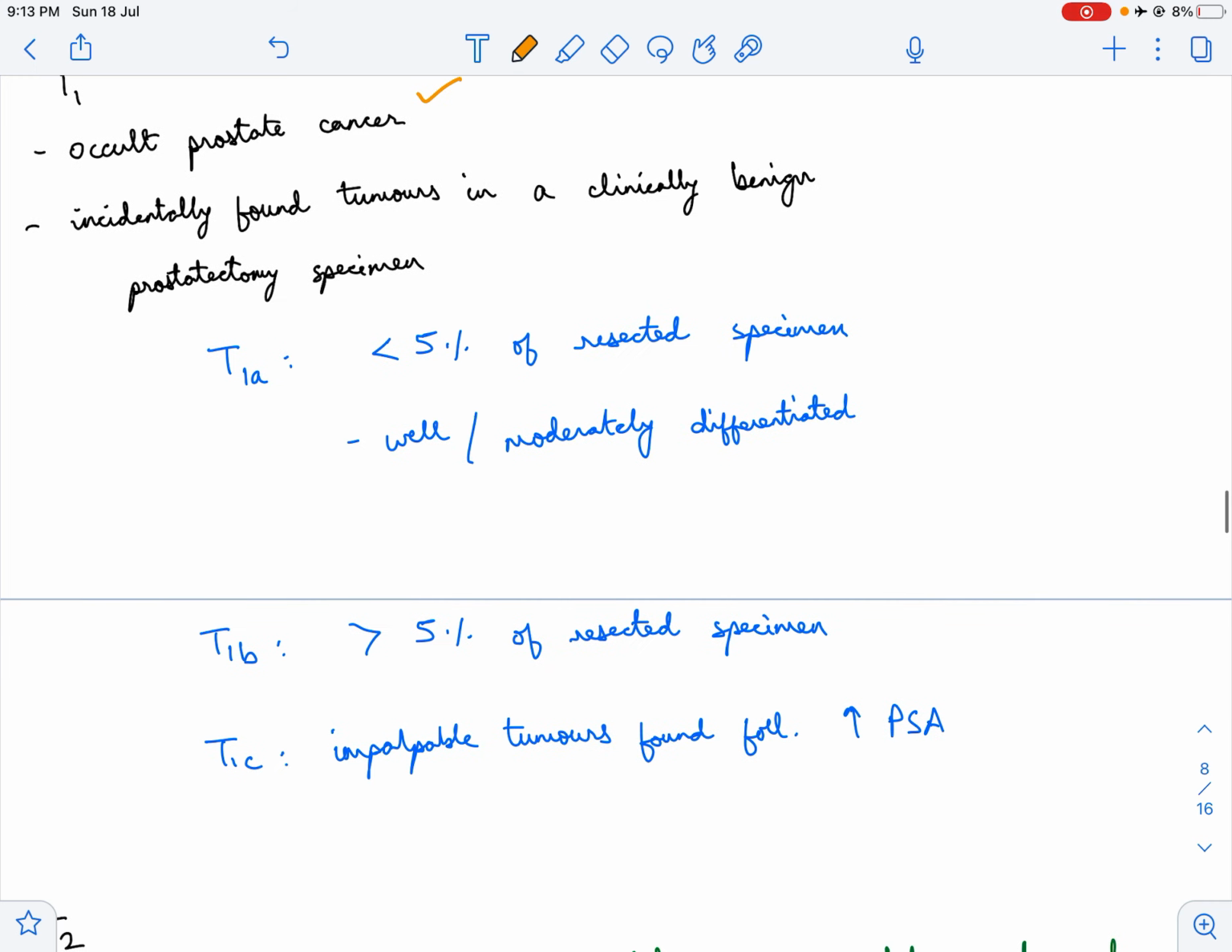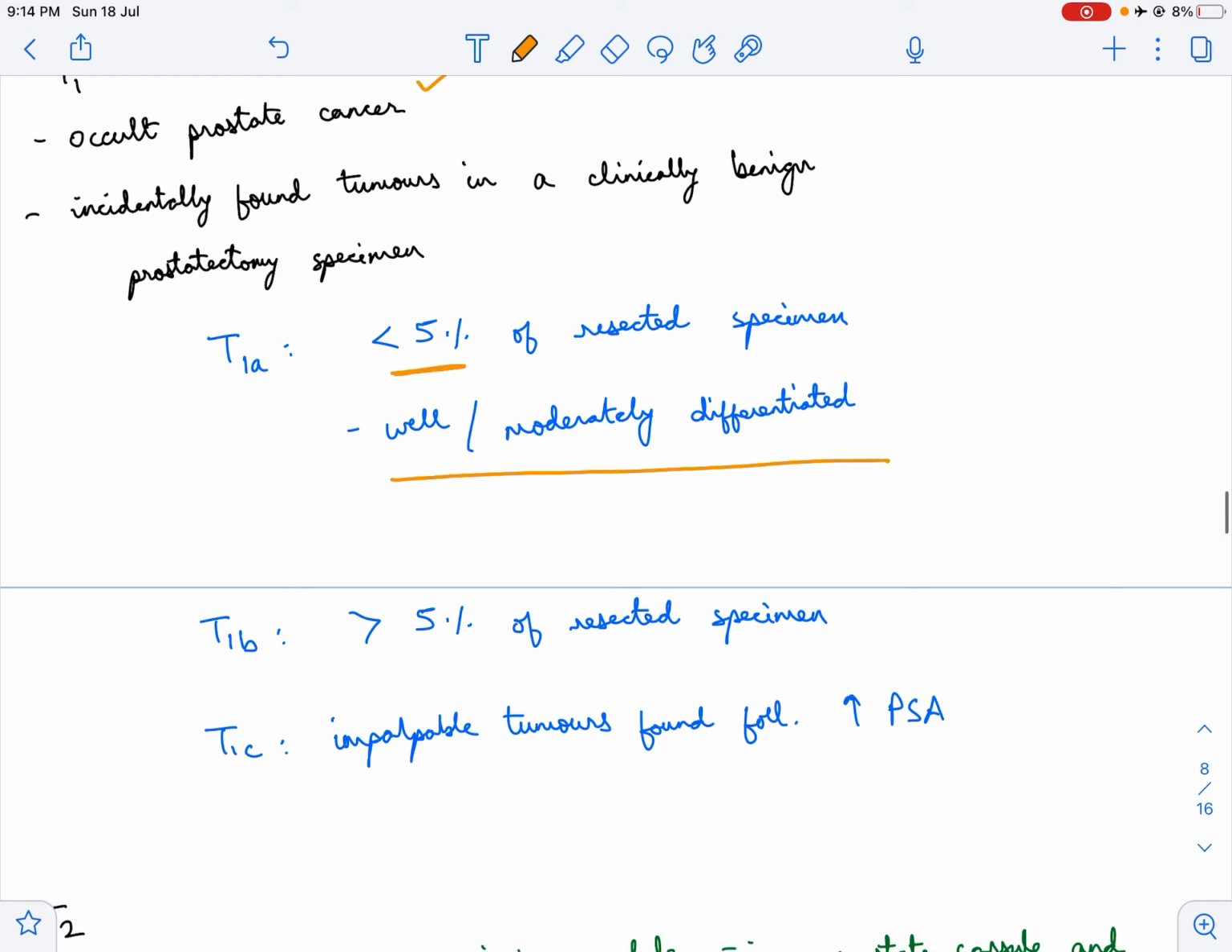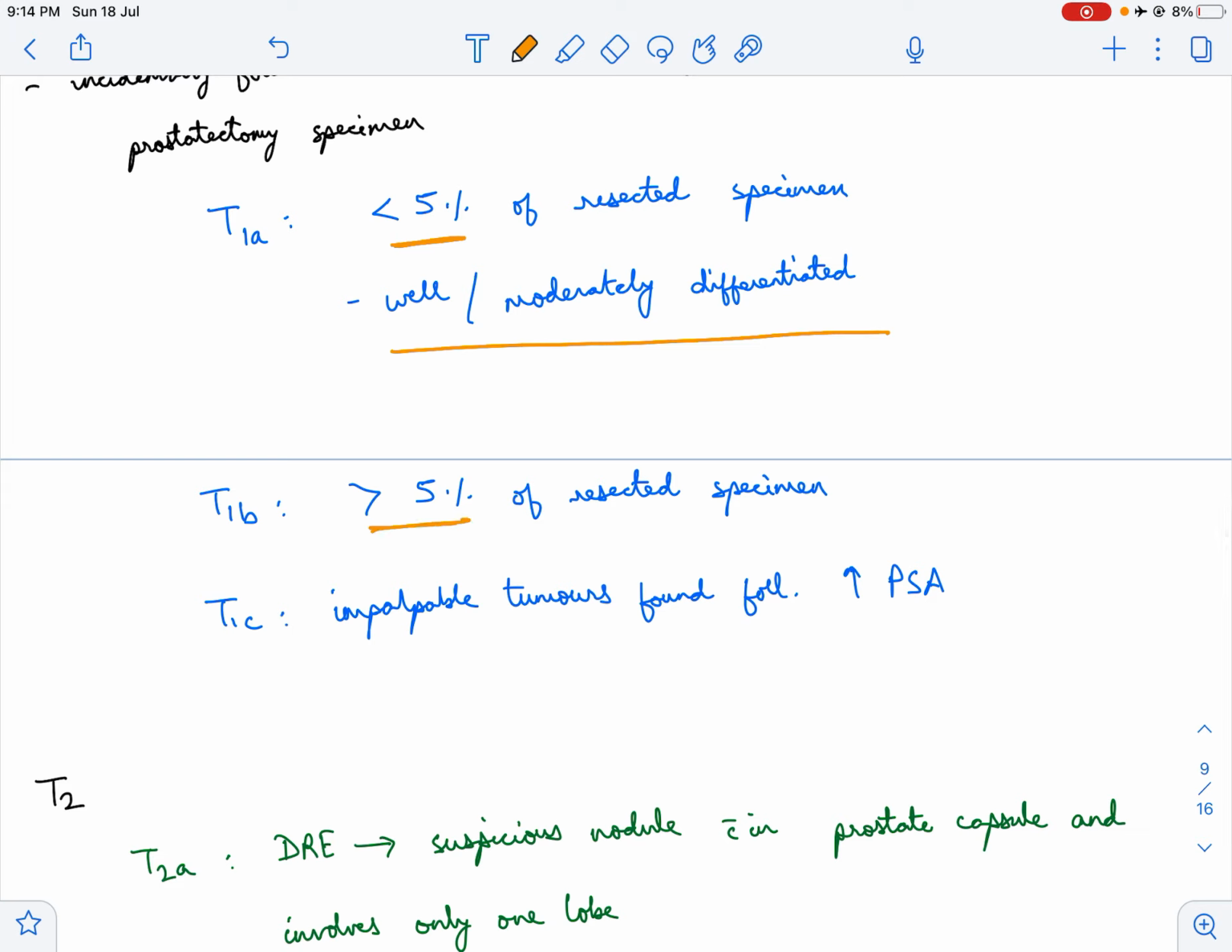Now this again has three subtypes. T1A means it involves less than 5% of the resected specimen. It can be well or it can be moderately differentiated. T1B means it is more than 5% of the resected specimen. T1C is they are impalpable tumors like T1A and T1B, but they have an increased PSA. This increased PSA is not a part of T1A and T1B. T1A and T1B, as you've seen, have no mention of PSA. T1C has a mention of PSA.